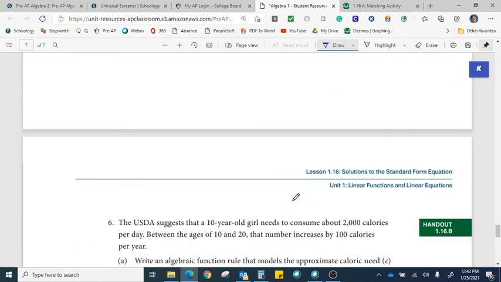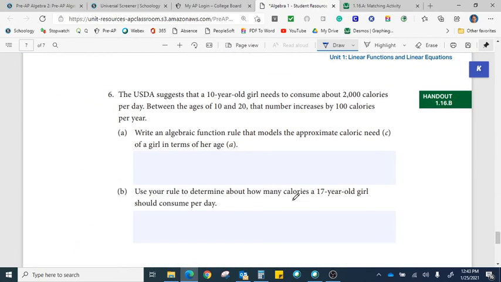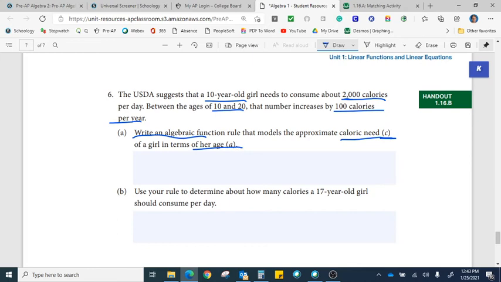All right. So our last page here says the USDA suggests that a 10-year-old needs to consume about 2,000 calories. Okay. A 10-year-old consumes 2,000 calories per day. Between the ages of 10 and 20, the number increases 100 calories per year. So 100 calories per year. Write an algebraic function rule that models the approximate caloric needs C of a girl in terms of her age A. So we're going to say A is going to equal age.